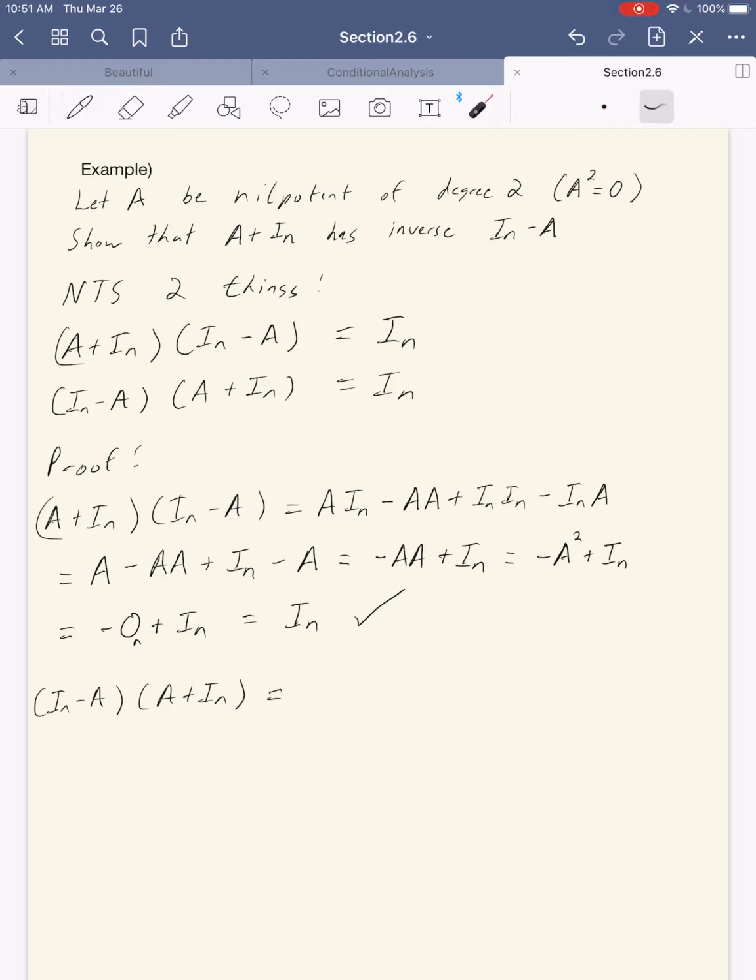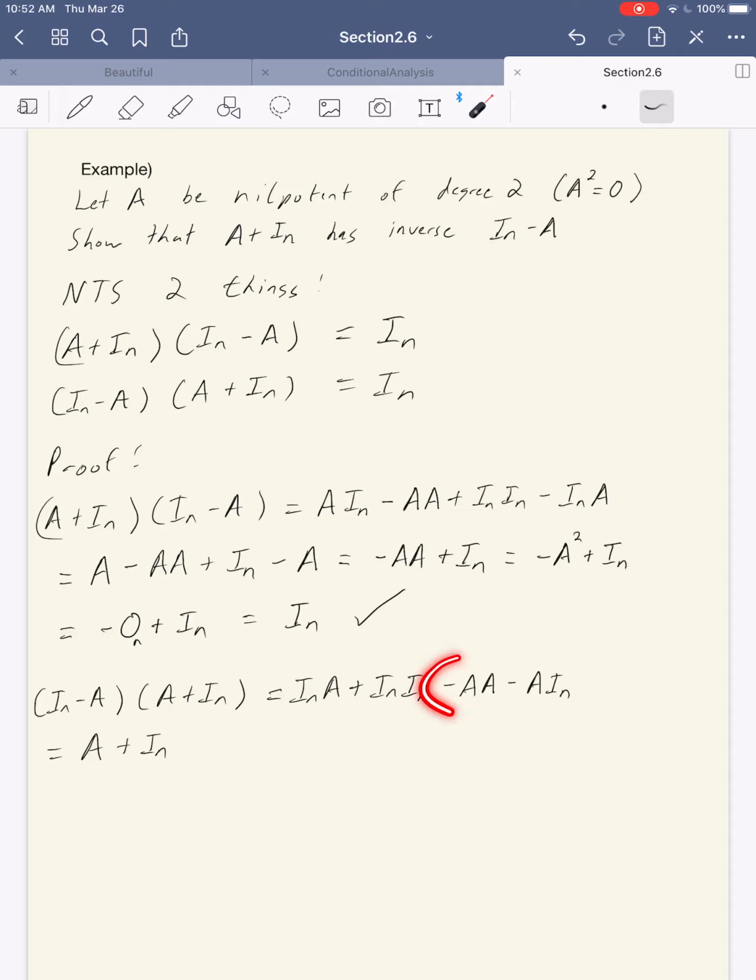Same multiplication. This guy is going to come in on the front of both of these. So we would get INA plus ININ. And then we'll be distributing this minus A onto the front of these guys. So we'll get minus AA and then minus AIN. Let's do the same sort of cleanup with all the identity matrices. This first guy, IN times A, that's of course just A. This pair, IN times IN, we can just write that as IN.